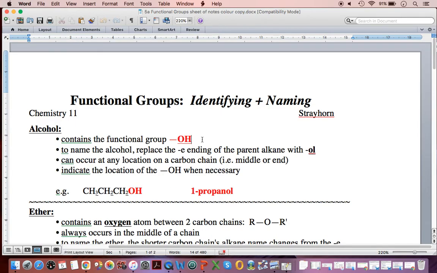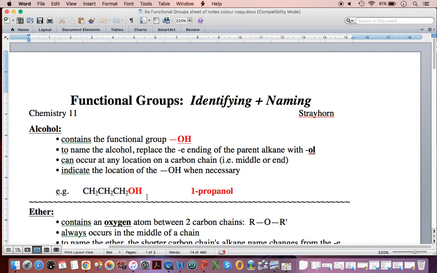So alcohol is based on OH, and if that was attached to a metal, we know it would be a base. But in this case, the OH is going to be attached to a carbon. And when it's attached to a carbon atom, it ends up being an alcohol. So here we talk about how we name these things. Well, if this is an alkane, we get rid of the E and the ending changes to OL, just like alcohol ends in OL. So this would have been propane, and now it is propanol.